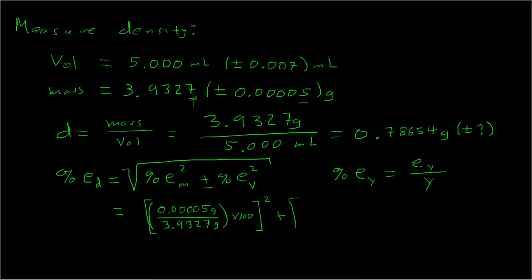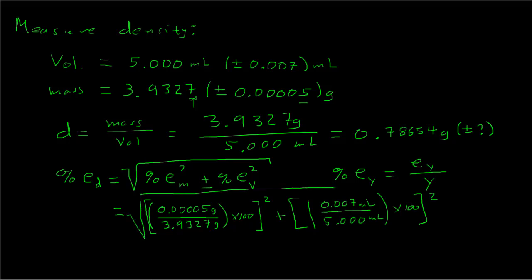we're going to calculate the percent relative uncertainty in the volume. And so again, that's going to be our uncertainty in volume, which is plus or minus 0.007. And then we're going to divide that by the volume measurement, which is 5 milliliters, 5.000. Both have units of milliliters, and so the milliliters will cancel out. We multiply this by 100 to convert it into a percentage, and then we square that. And then after we squared that and added those together, we're going to take the square root of this whole mess. All right, so there we go.